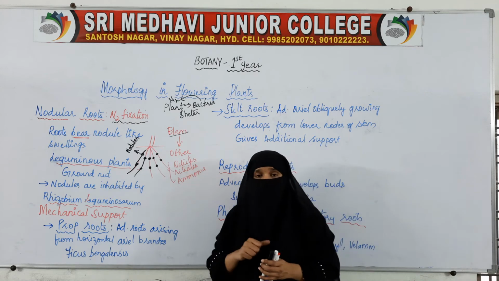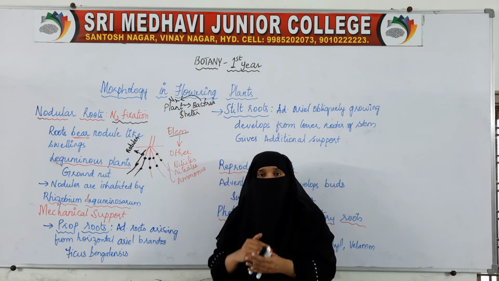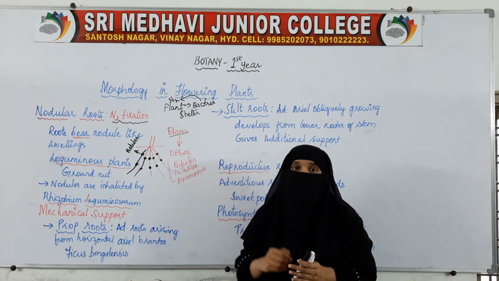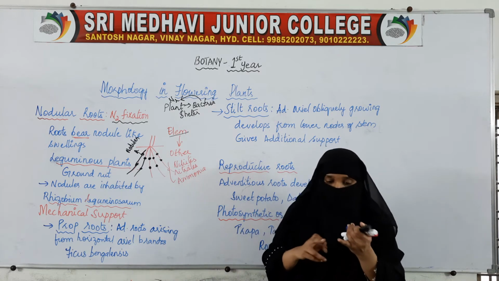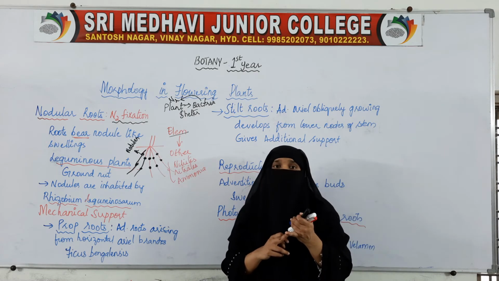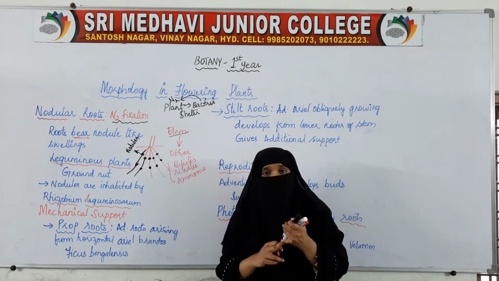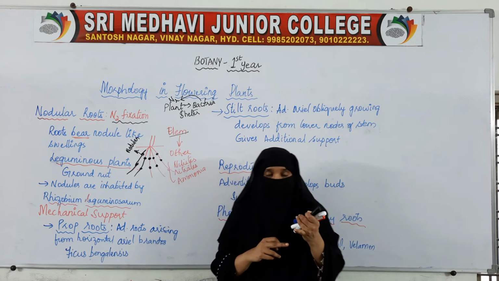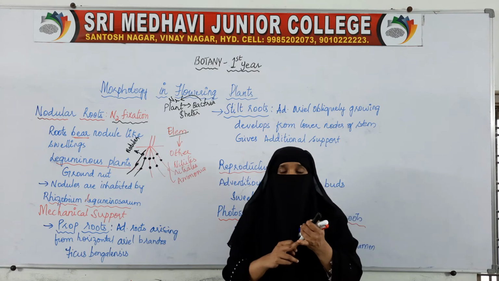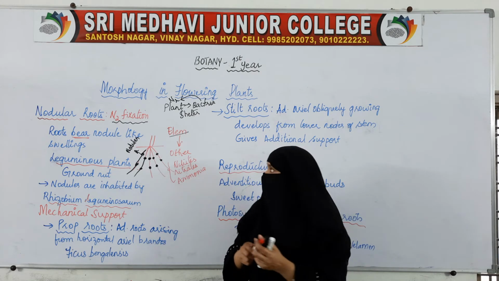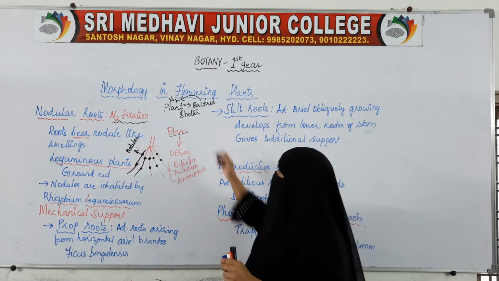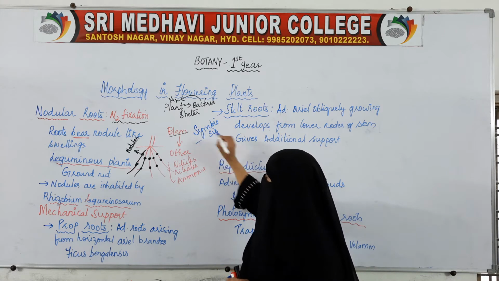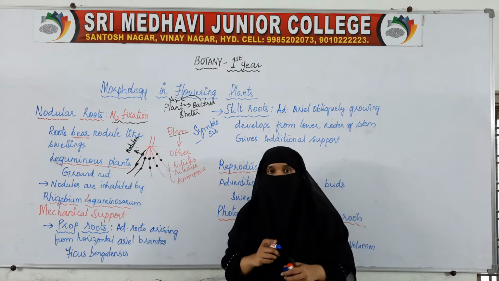Then what is bacteria getting? Bacteria is getting shelter. So both of them, that is bacteria as well as the plant, are benefiting from each other. This type of association in which both the organisms are benefited is called symbiosis.